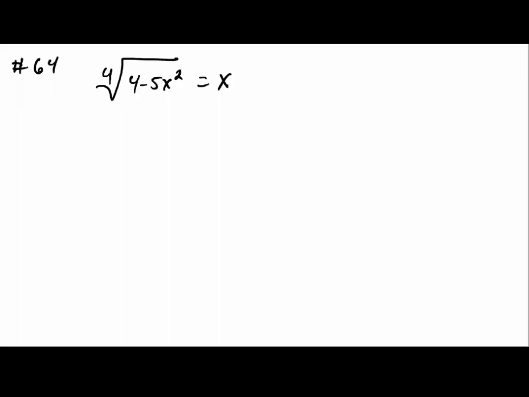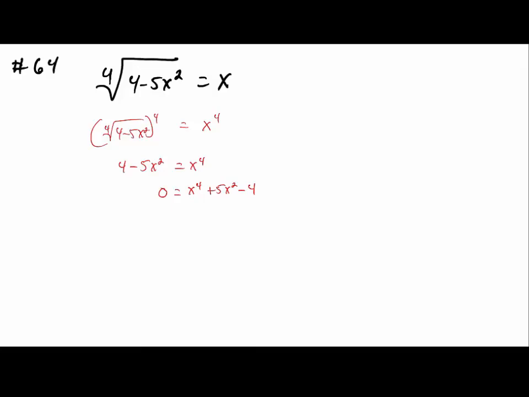Okay. So in this one again, what we're going to do is raise both sides to the fourth power to get rid of the radical. So we end up with 4 minus 5x squared is equal to x to the fourth power. And then what we can do is move everything to one side. So it's going to be x to the fourth plus 5x squared minus 4 is equal to 0.